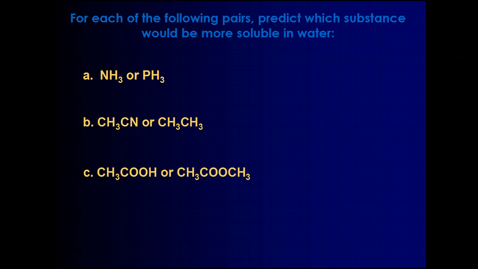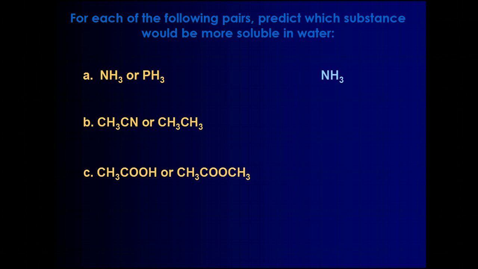Here we have NH3 and PH3. Both NH3 and PH3 would make trigonal pyramidal geometries. They're both polar, with a lone electron pair on the nitrogen and, respectively, the phosphorus atom. However, NH3 can hydrogen bond, and that's going to increase its solubility in water. Okay.